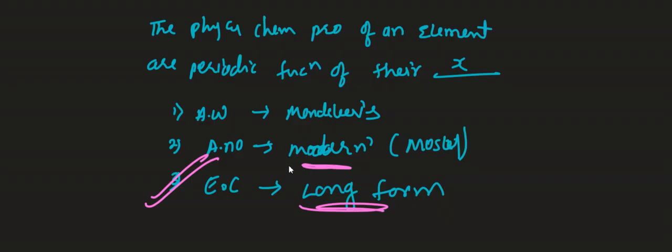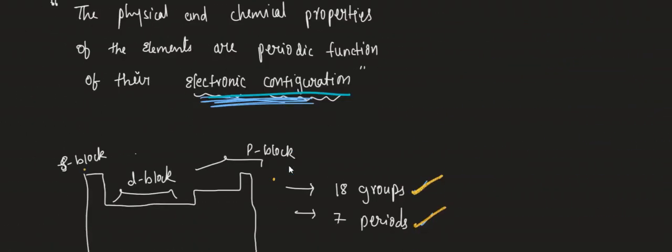So how to identify that the definition belongs to long form of periodic table? Can I say electronic configuration? What is electronic configuration? 1s2 2s2 2p6 3s2 3p6. That means it's very long, right? So that's why you can remember the trick. Electronic configuration is long, so hence it will come under long form of periodic table. Clear till here? Right, so moving to the next one.